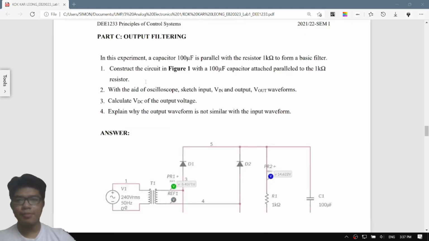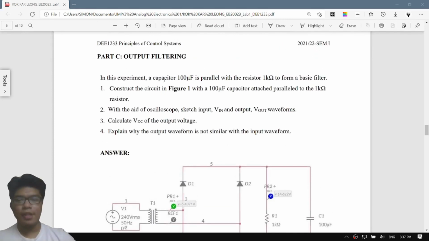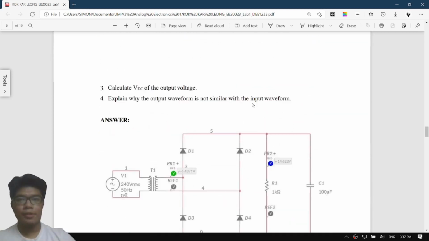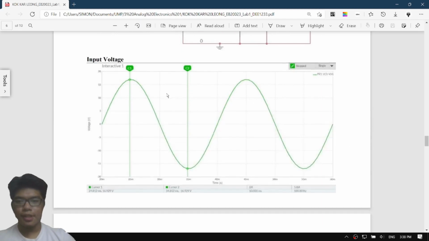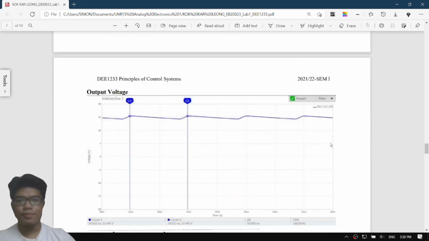And then for part C, output filtering. In this experiment, we are to add a capacitor of 100 microfarad in parallel to the 1 kilo ohm resistor. So this is the constructed circuit and the waveform for input and output voltage.